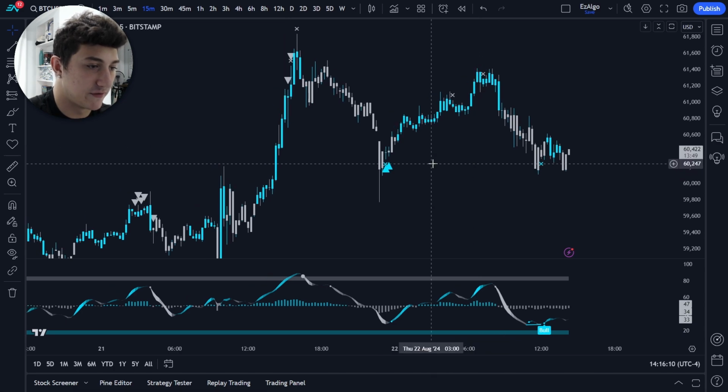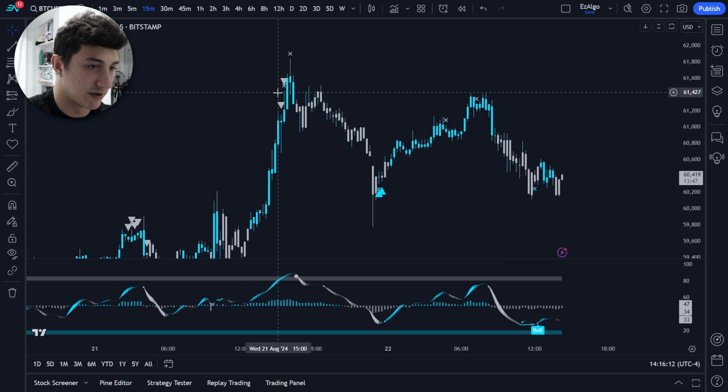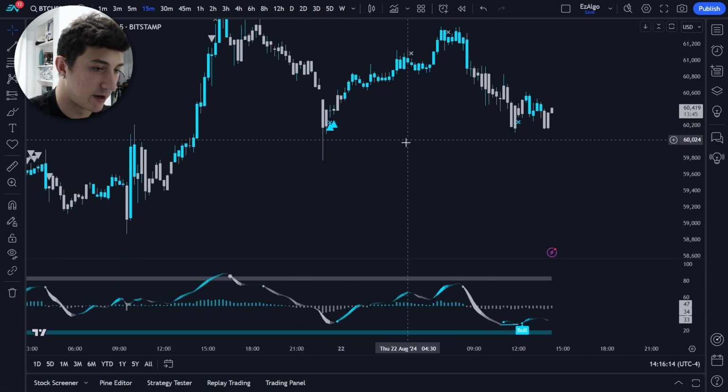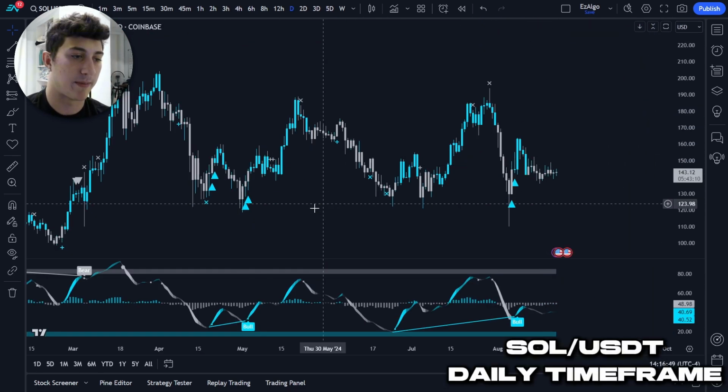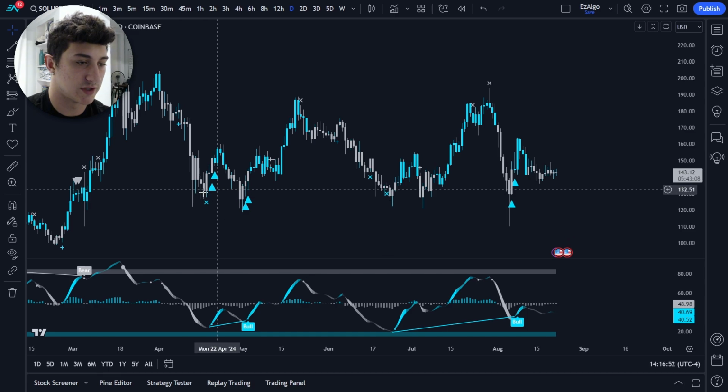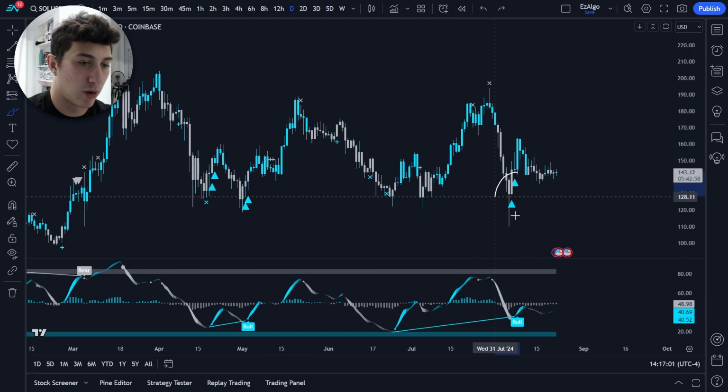All right, if we go down to a 15-minute time frame, again, we're getting those sell signals near the top, buy signals near the bottom. Now looking at Solana on the daily time frame, in the past update, we only had like 1 or 2 signals here. In the new update, we've added more of these signals like I mentioned. So you can clearly see we're getting buy signals, price goes up, more buy signals recently.